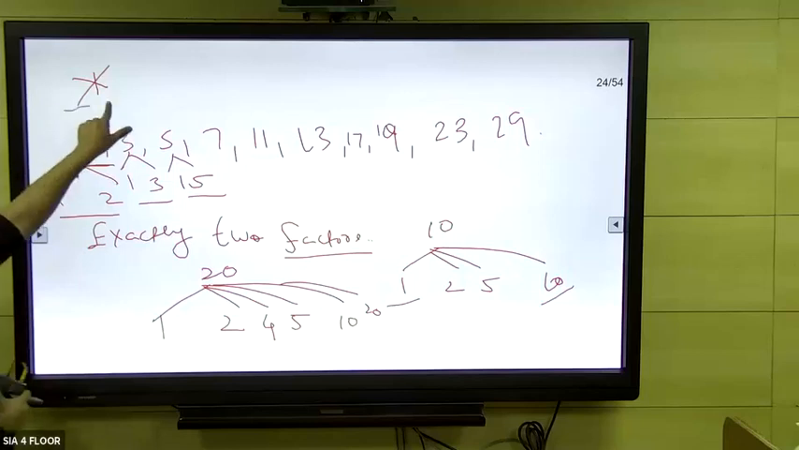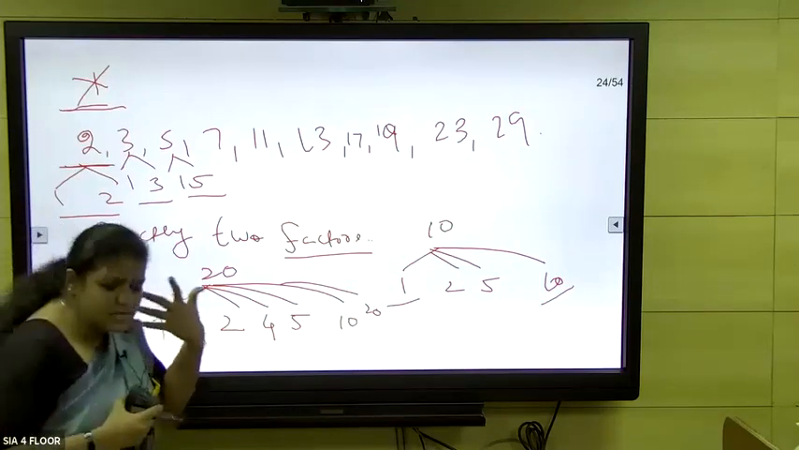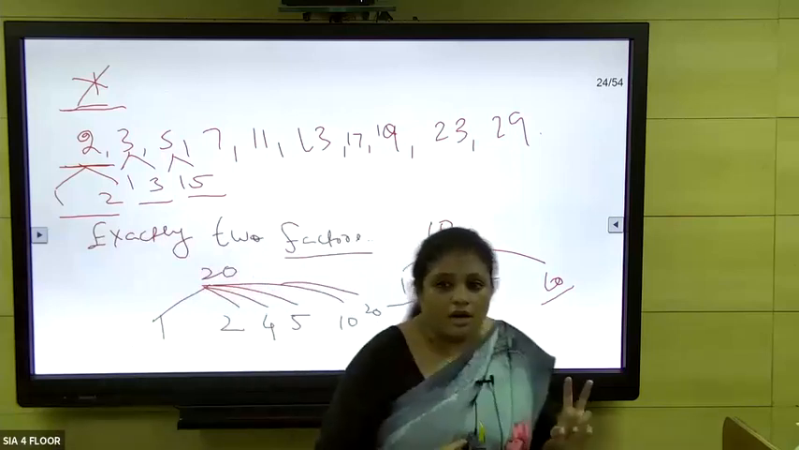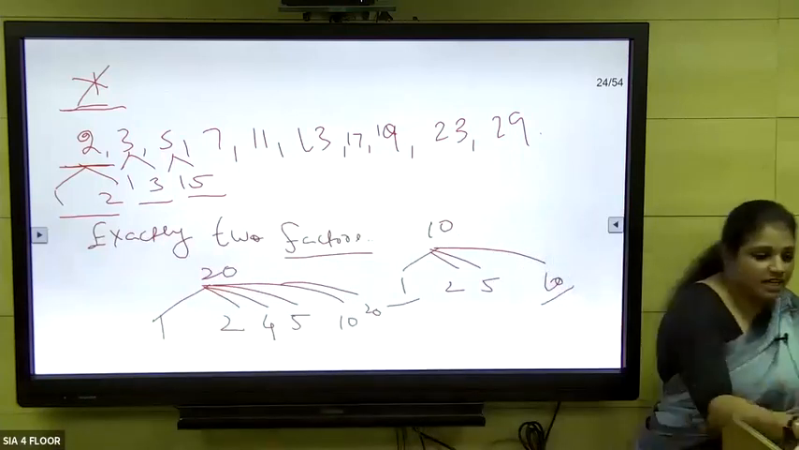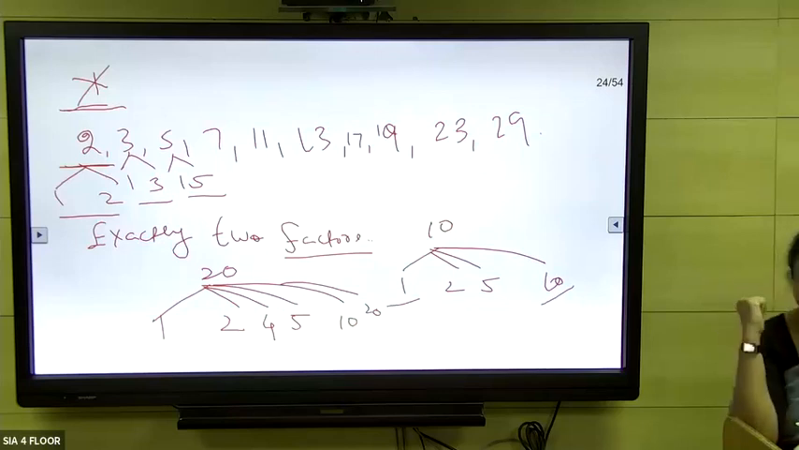Now you tell me why 1 is not a prime number. Type and let me know why 1 is not a prime number. Why I'm giving this much explanation is that many times students will forget that 1 is not a prime number. 1 is not a prime number. You should remember that. Why is 1 not a prime number? Based on these things, you tell me why 1 is not a prime number.